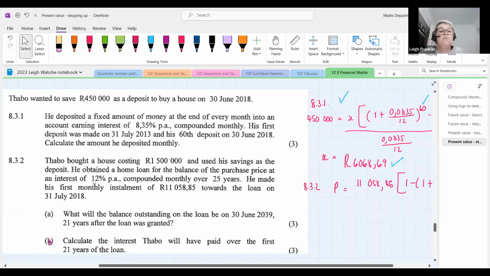Remember, he made his first payment on the 31st of July, 2018. He's taken the loan for 25 years. Can anybody tell me how many payments still need to be made if we want to calculate his outstanding balance on the 30th of June, 2039?